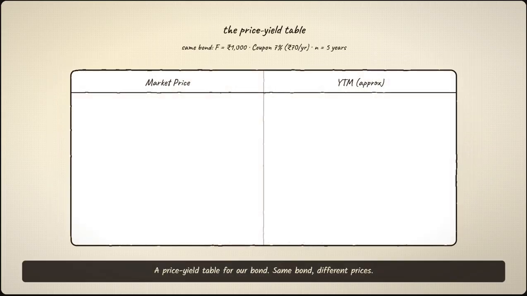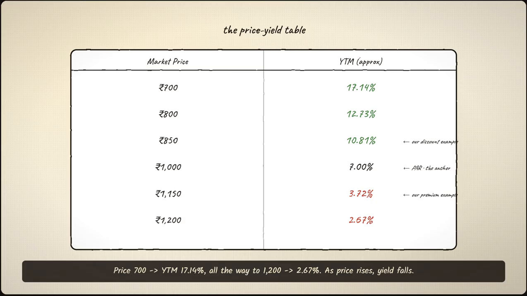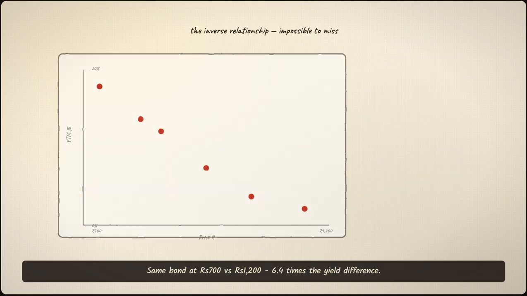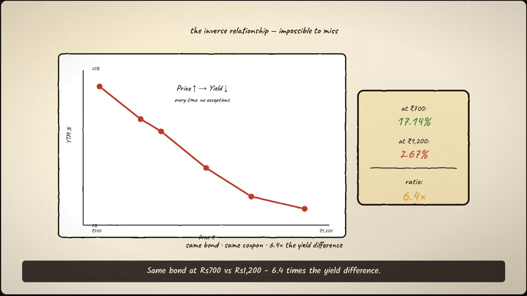Let's now build something really powerful, a full price yield table for our bond. This makes the inverse relationship between price and yield impossible to ignore. Same bond, face value 1000, 7% coupon, 5 years to maturity. As price rises from 700 to 1200, yield to maturity falls from 17.14% all the way down to 2.67%. As the price falls, yield to maturity rises every single time, without exception. This is the inverse relationship we introduced in episode 2, but now you can see exactly how dramatic it is.